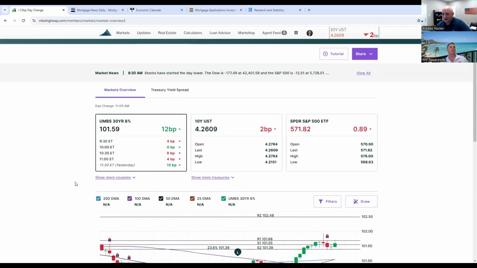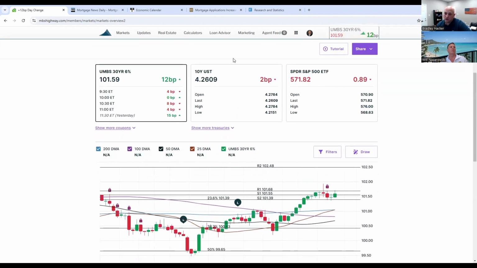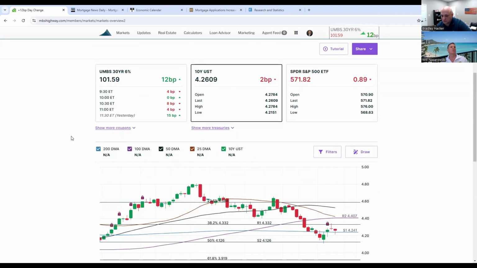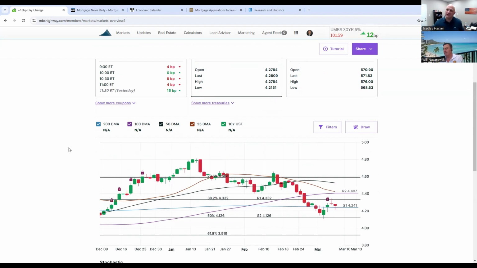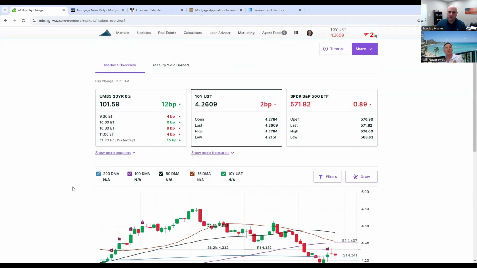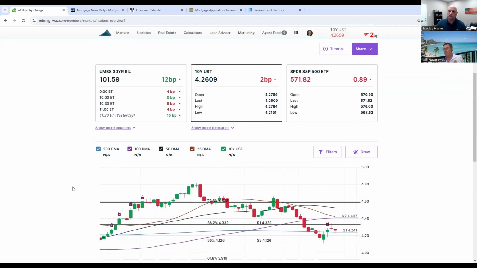A good thing you can always look at is the 10-year Treasury yield. 10-year Treasuries don't have direct impacts on mortgage rates, but at the same time, the rate on a 30-year fixed rate mortgage will almost always track or move in the same direction as the 10-year Treasury yield. So you can see here was kind of the high point of the 10-year Treasury yield drifting down, a lot of volatility.